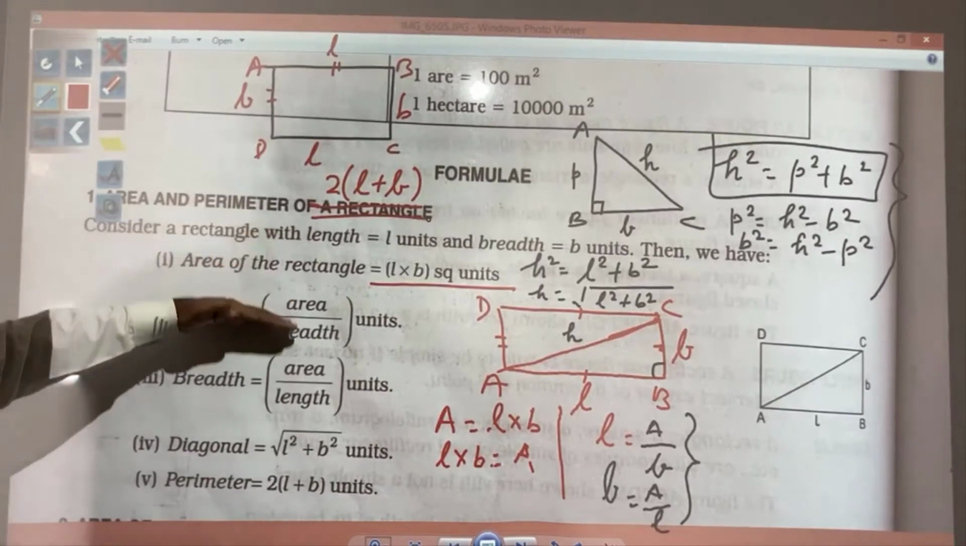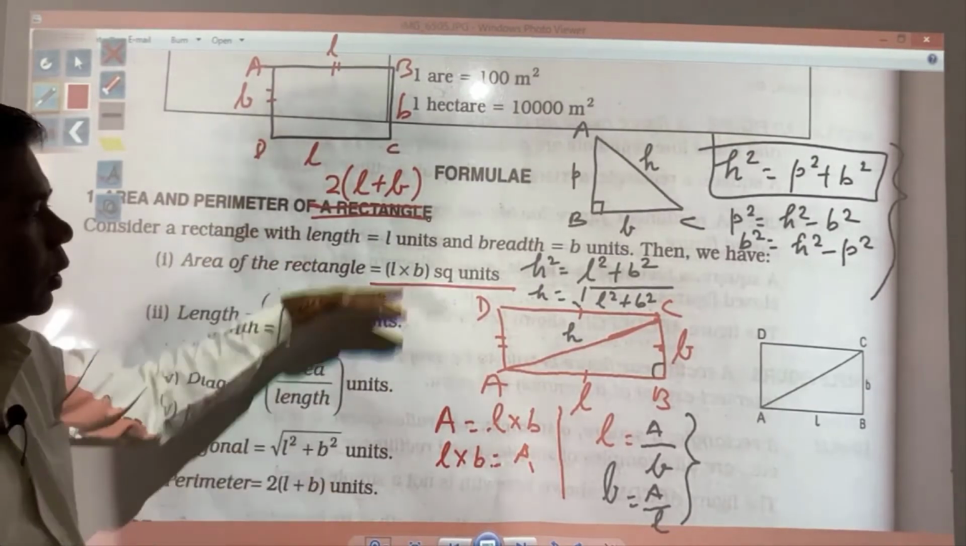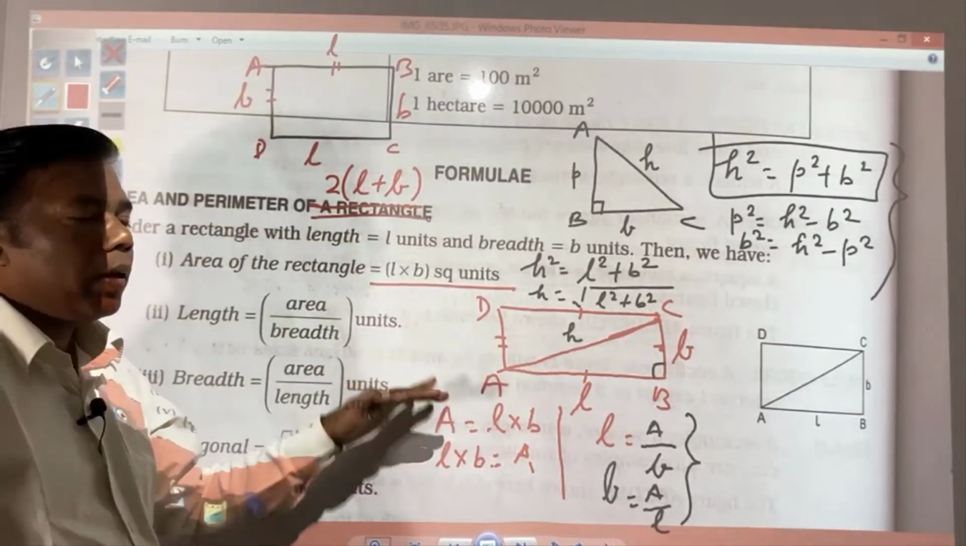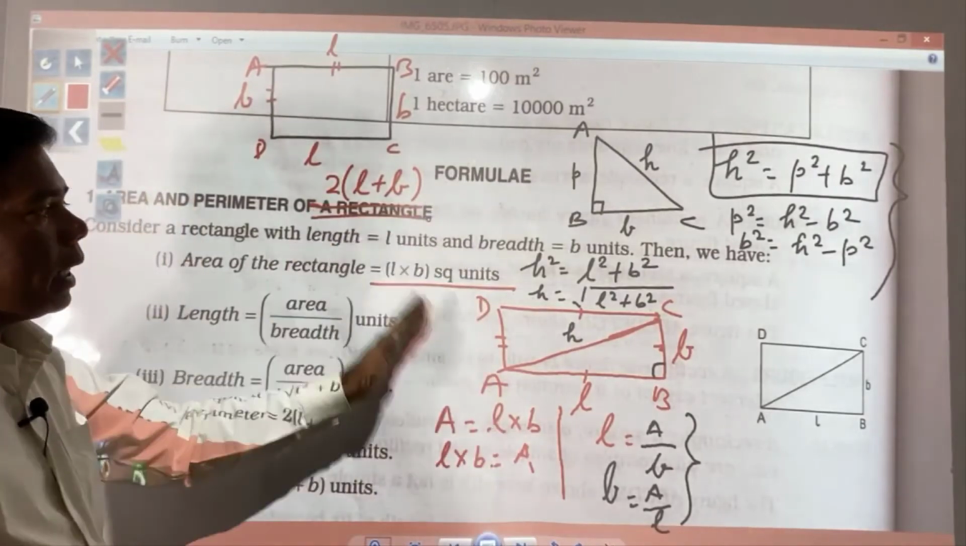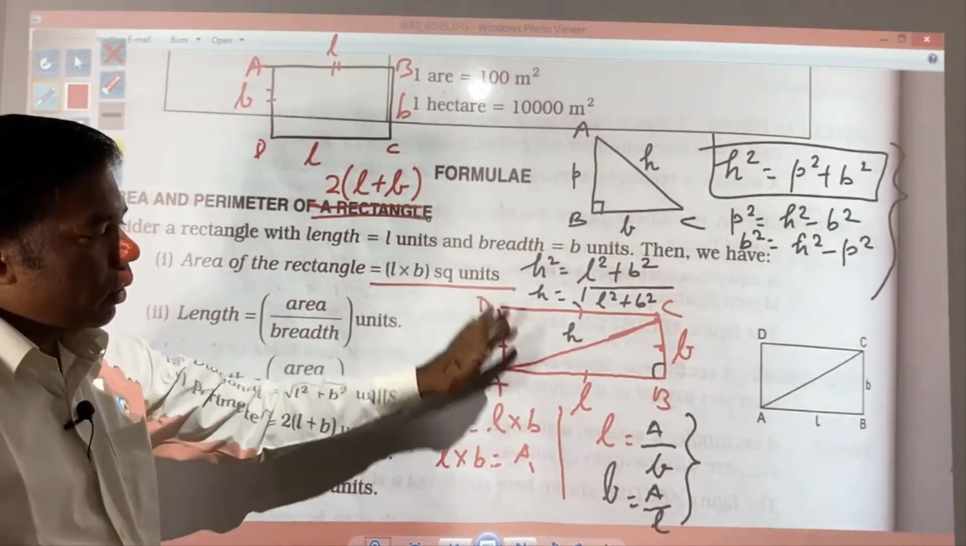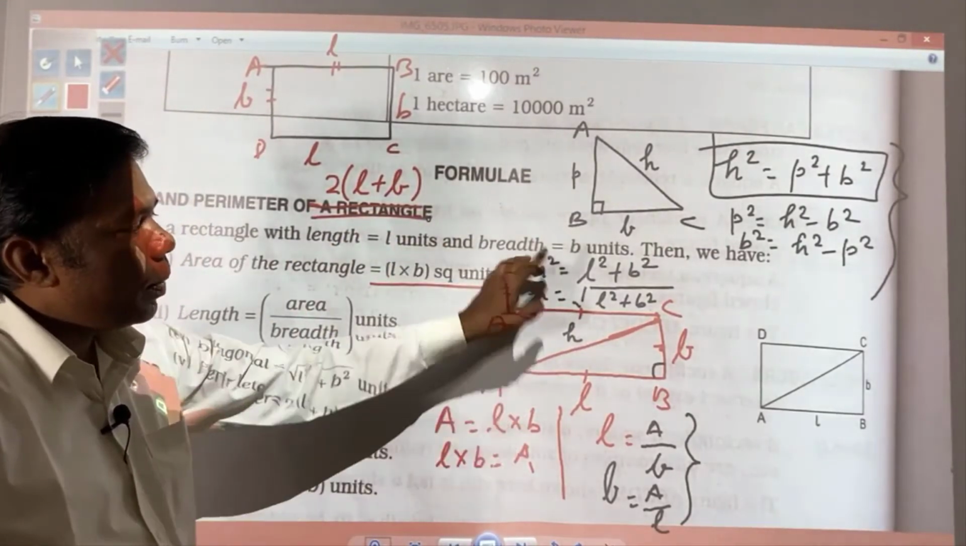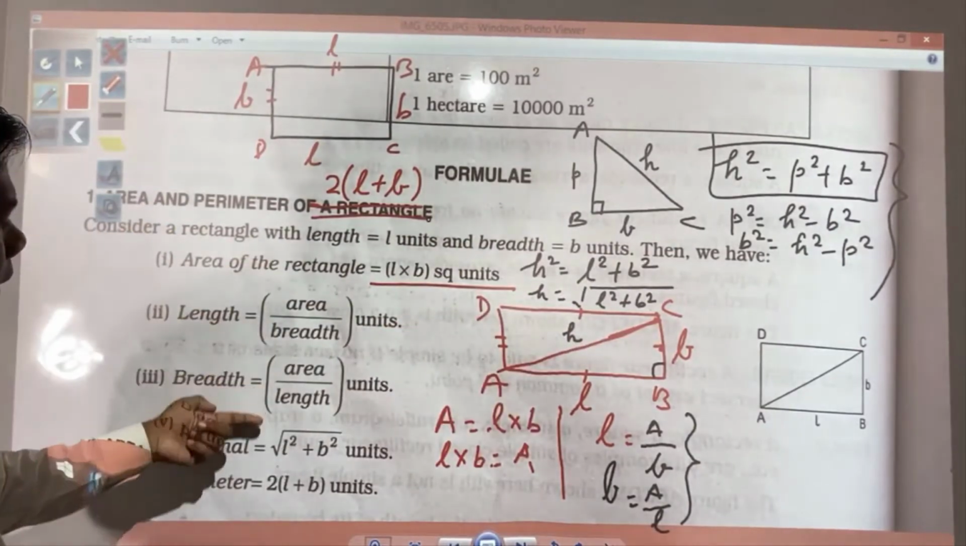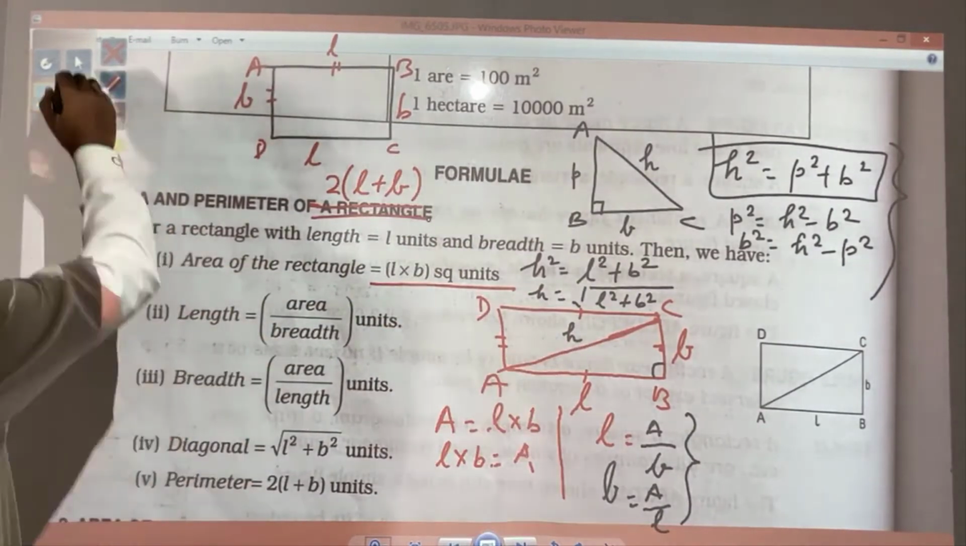So these concepts must be clear. You must understand properly. If you are not understanding, watch again and again and try to learn. Make a figure in your copy, see properly how these formulas have been derived and try to remember.